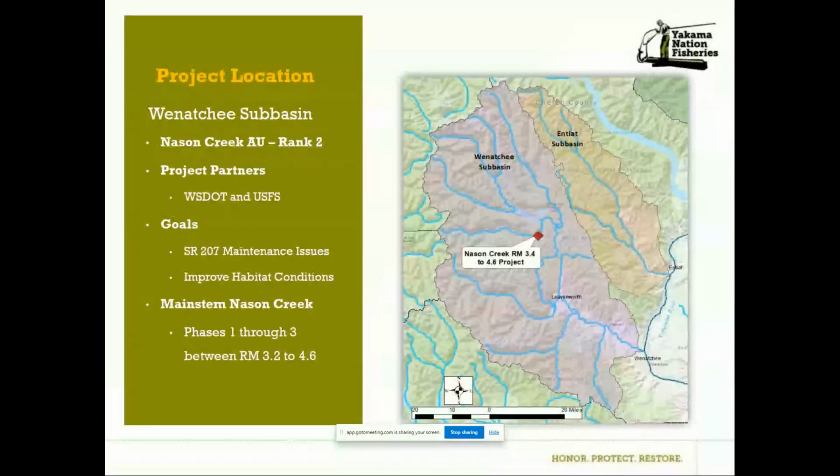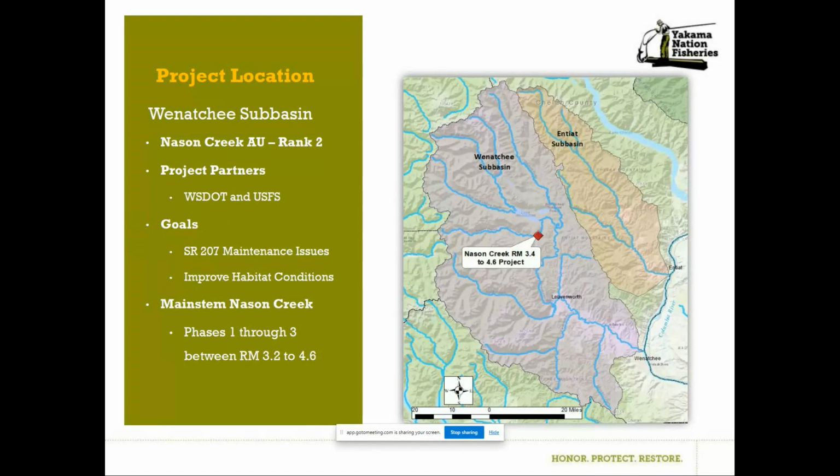So Nason Creek is a tributary to the Wenatchee River, is 27 miles in length, drains nearly 8,000 square miles, and the elevation ranges from 1,880 feet up to 4,200 feet at the headwaters. The assessment unit is a rank 2 and is a priority for both protection and restoration for current resident stocks. Our project partners are Washington State Department of Transportation and the United States Forest Service.